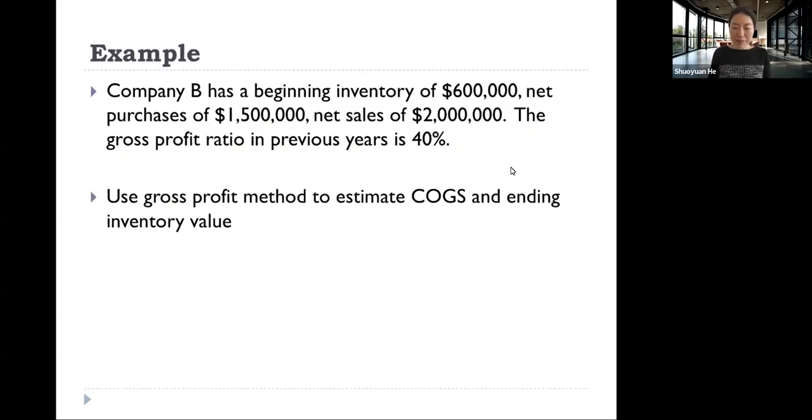So firm B has a beginning inventory of 600,000, net purchase of 1,500,000, net sales of 2 million. The gross profit ratio in previous years is 40%. Using the gross profit method, what is the estimated cost of goods sold and the cost of the ending inventory? So please take 5 minutes, work on this example, and you can pause your video for now.